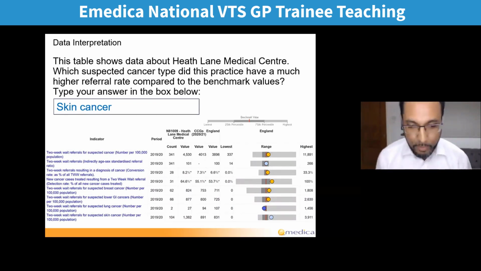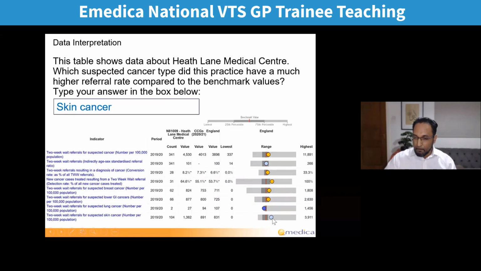So if you work out a rate per 100,000, you can see that for skin cancer they had 104 referrals, but as a number per 100,000 population, that's 1,382. Now you can see that's much higher than the England value, which is 831. And you can see that visually, first by this color, and it's far outside the gray box. Whereas most of the other things are near the gray box or just above, or in this case just below. But here, they're much above, and that's what the question was asking for.